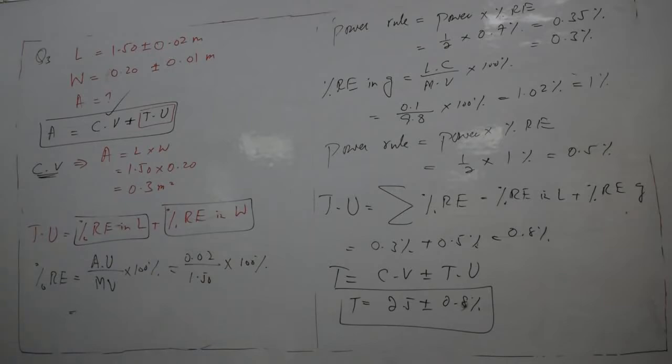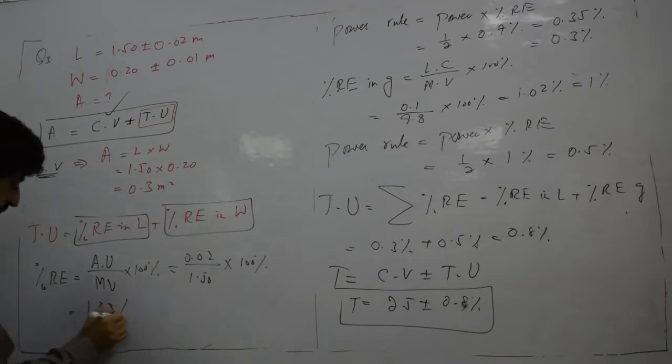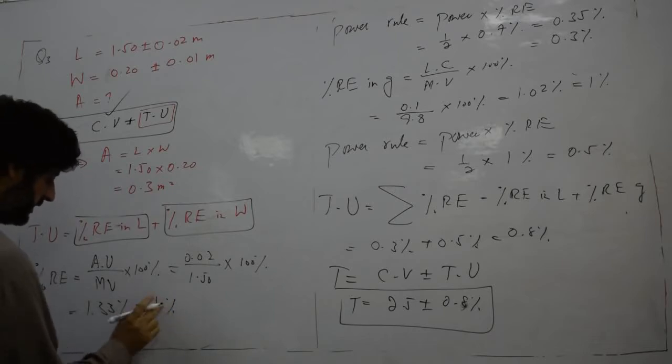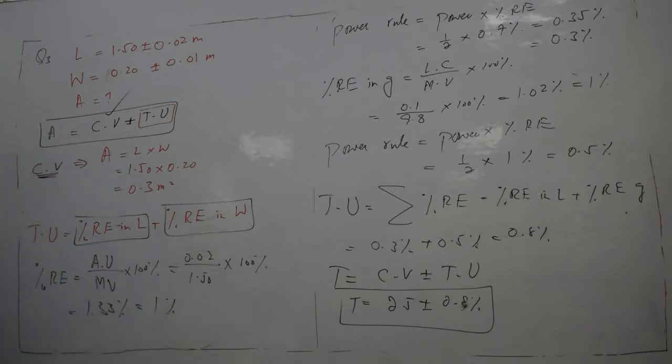So what is the absolute uncertainty for the length? That is 0.02 meter and the measured value is 1.5 multiplied by 100%. Okay, so what is the percentage error of length? That is 1.33%. So up to correct significant figure it is 1%. Okay, that is the percentage error in length.